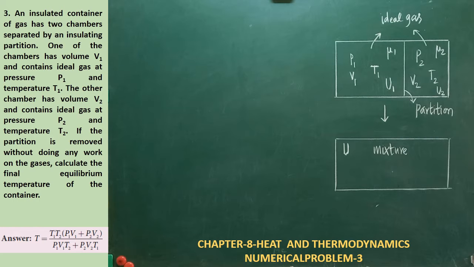What is asked? If the partition is removed, means if the insulating partition is removed, what will happen? The gas in the first chamber and the gas in the second chamber, both of them will be mixing with one another. And what is mentioned, if the partition is removed without doing any work on the gases, calculate the final equilibrium temperature of the container. Finally, you are asked to calculate the final temperature of the mixture, T, to be found out.